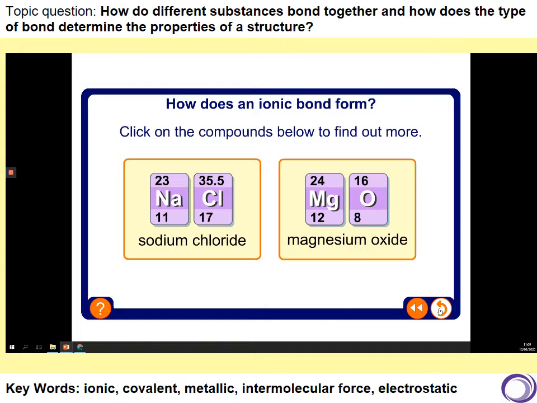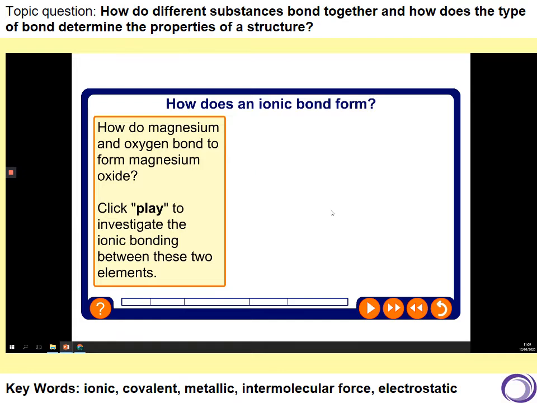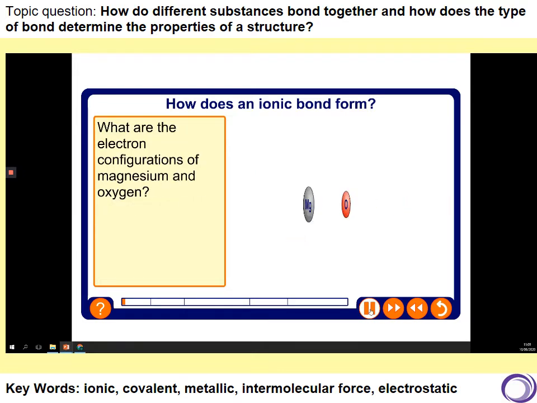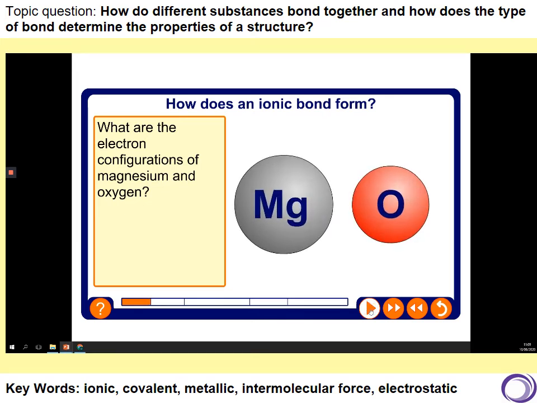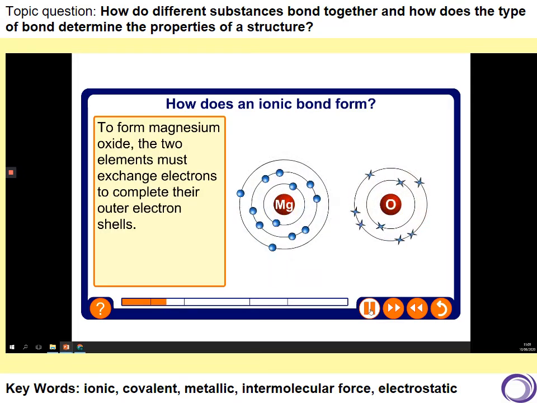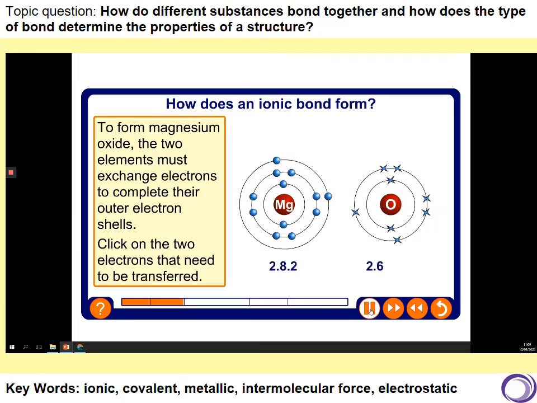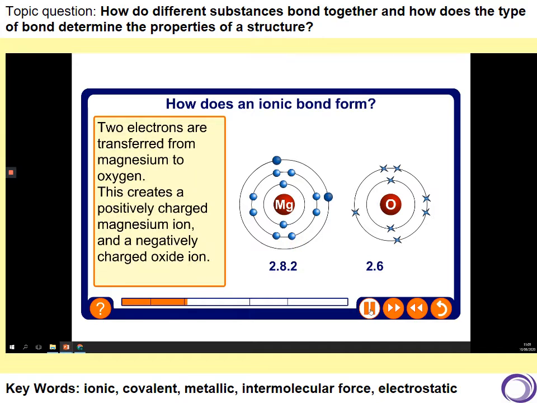Let's now have a look at magnesium oxide then. So as you'll know from your periodic table, magnesium is in group 2, so it has 2 electrons in its outer shell, and oxygen is in group 6, so it has 6 electrons in its outer shell. So here we have magnesium, which wishes to lose 2 electrons, and oxygen, which needs 2 electrons to gain a full outer shell. So in this case, 2 electrons are transferred from magnesium to the oxygen.